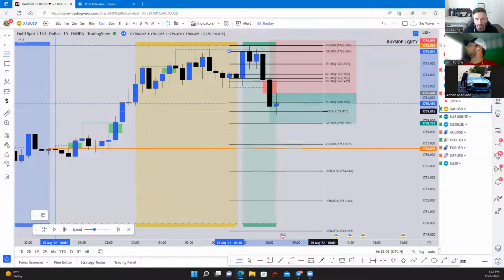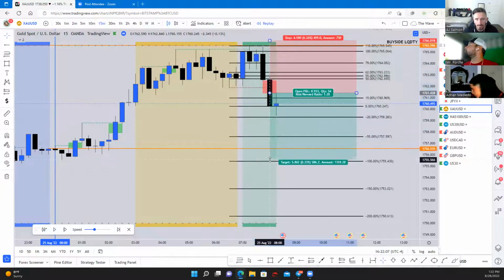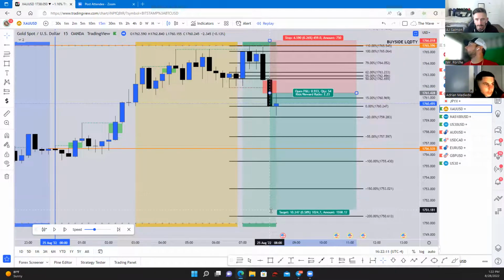From body to body. Target 100, 150. I like to at least do a 1 to 2 at least.